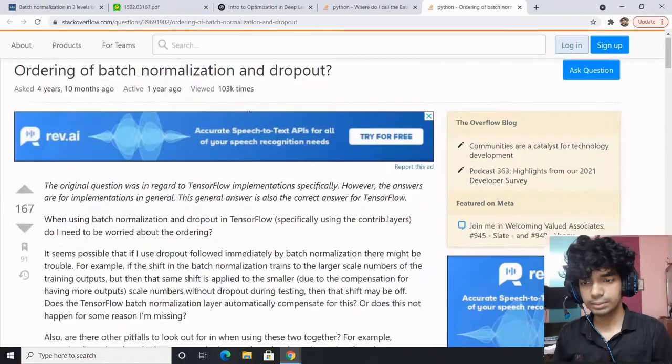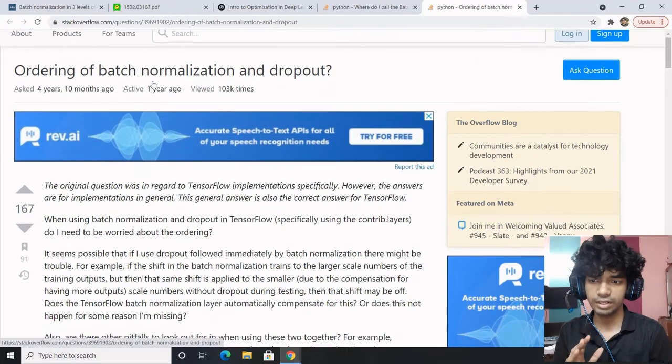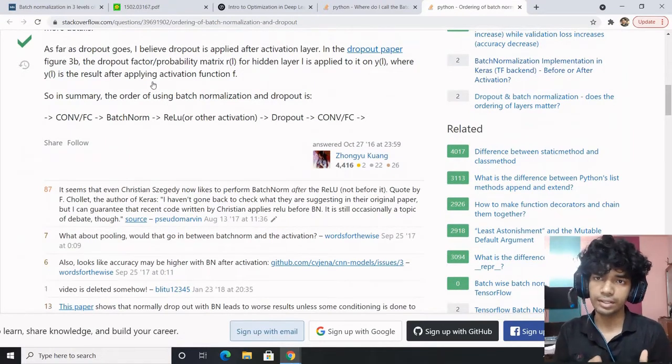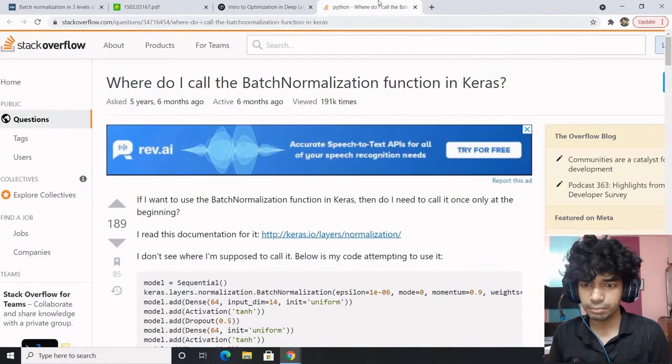Also, one aspect is how you should order batch normalization and dropout. If it is placed, dropout should always be after the activation, right? So by that logic, batch normalization should be before the activation. This is something I don't want to discuss much.